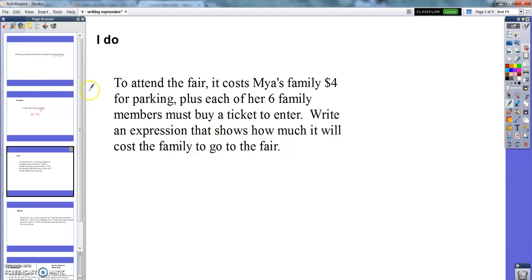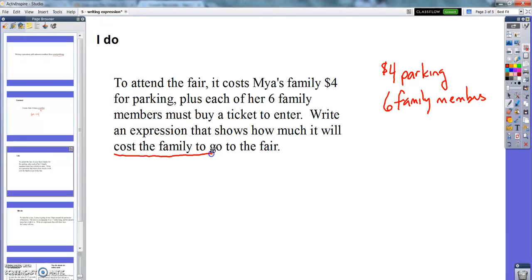So let's list what we know here. $4 for parking. Six family members. They only have to buy the parking once because they can all go together. But each family member must buy a ticket to enter, and we're looking for the cost to go to the fair. So I need to add together the cost of the parking plus the cost of the tickets, if that makes sense.